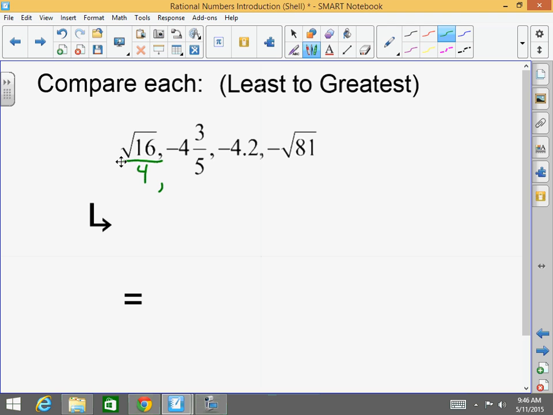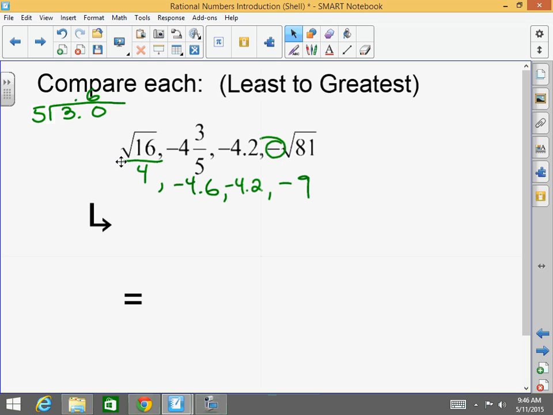Negative 4.6. Remember, guys, that to go from a fraction to a decimal, you simply divide, and that'd be 6, okay? Then I have negative 4.2, and what's the square root of 81? But what's 9 times this invisible negative 1 here? Okay. So, nice and clean. Those are my answers. Now I need to list these in order from least to greatest.